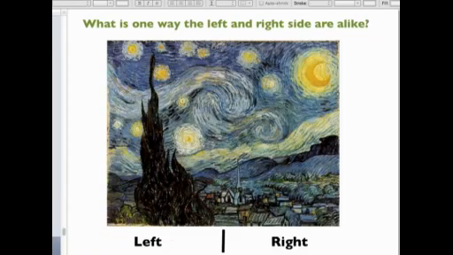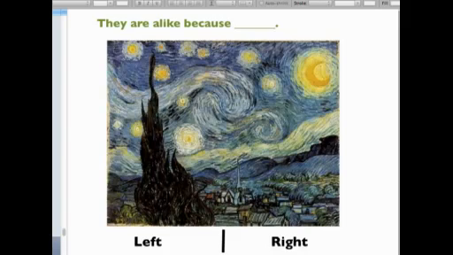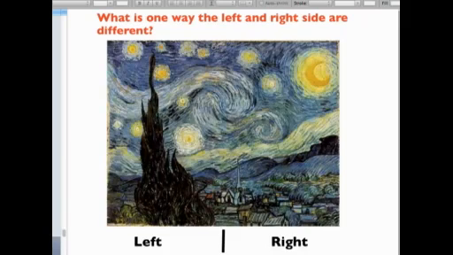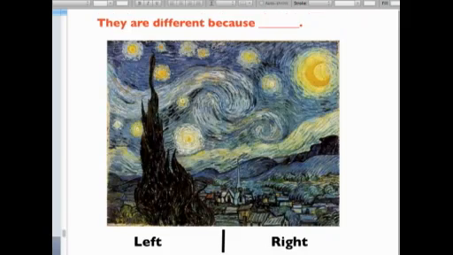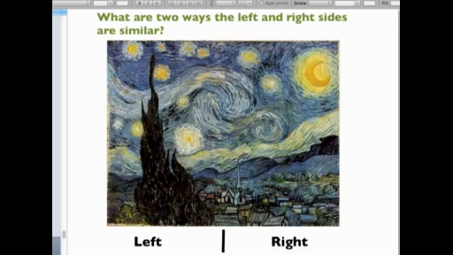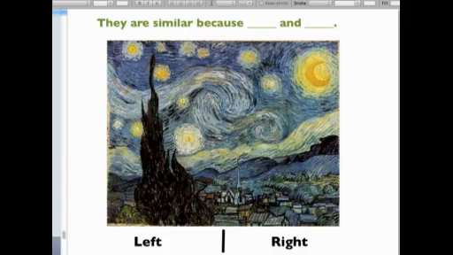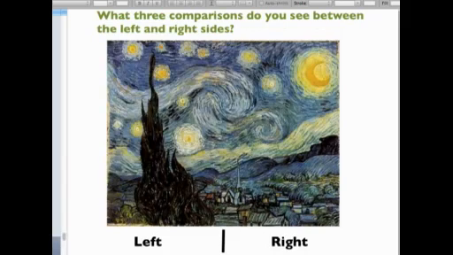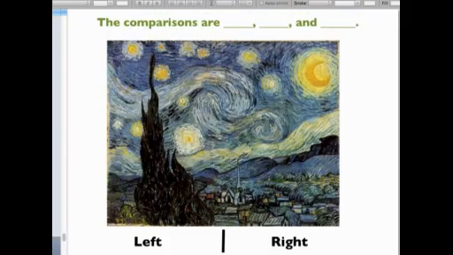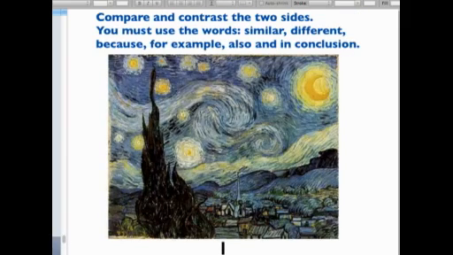You see the beauty of that? Same sequence now, just left and right. They're alike because. What is one way the left and right side are different? They're different because. Two ways left and right sides are similar. Two differences. Three comparisons. Three contrasts. And then compare and contrast the two sides. All right, my friends.